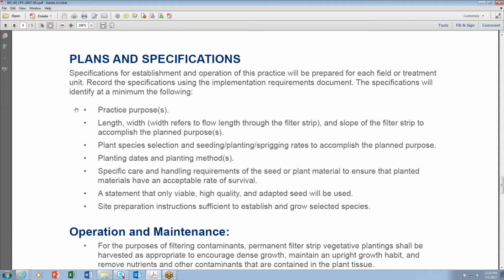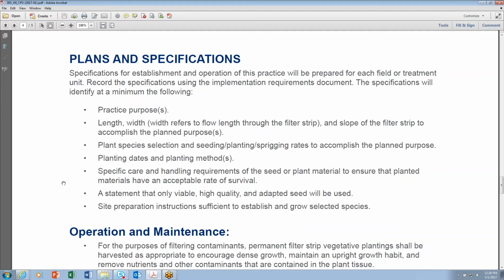So we will look at the job sheet very quickly, but what has to be documented in order for it to be proven to meet this practice standard are, number one, what's the purpose of it? Because that's critical when we're trying to figure out if the design will fit, it needs to look at the purpose. We're going to look at what's the length, what's the width of the filter strip, what's the slope of the filter strip. Those things are critical. We look at the plant species selection, the seeding planting rates, and what the plan is to get it established. When does it need to be planted by?